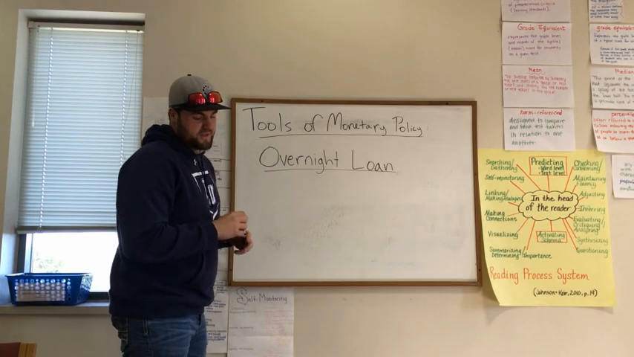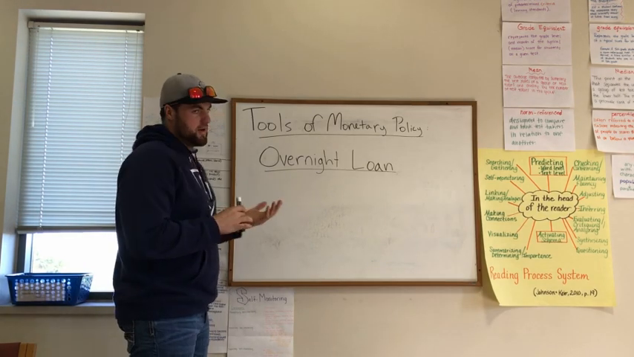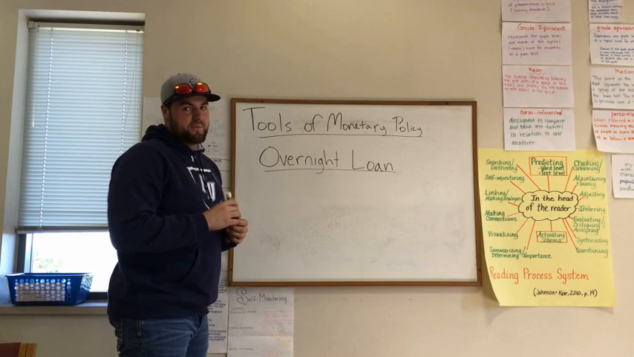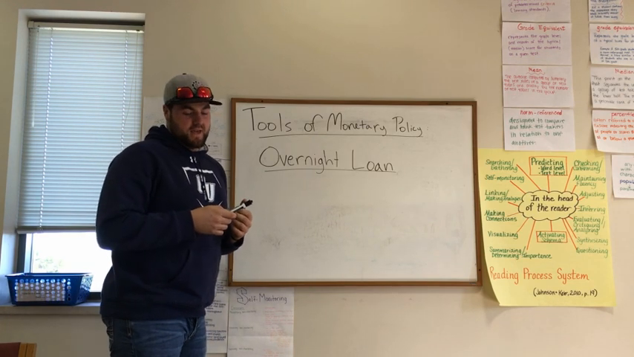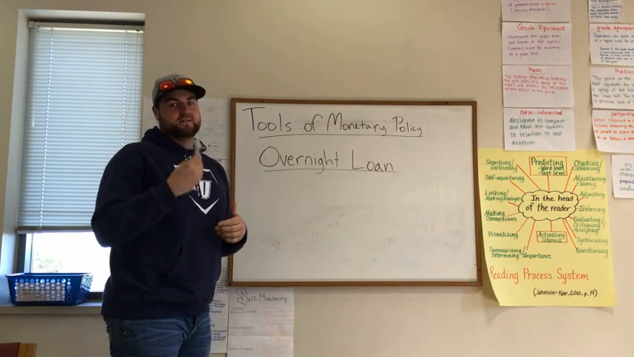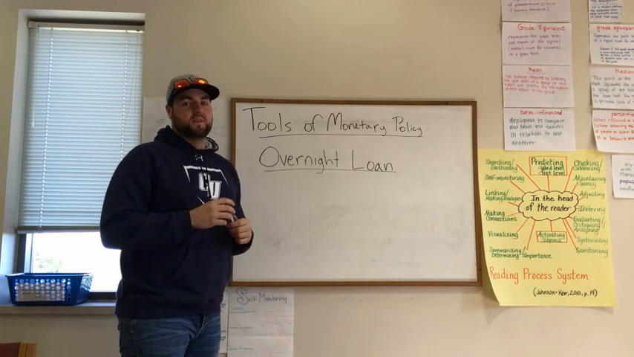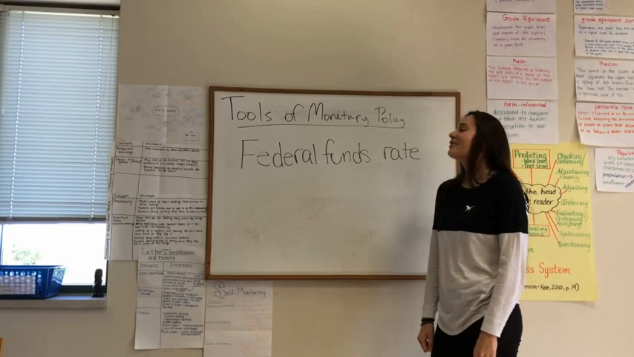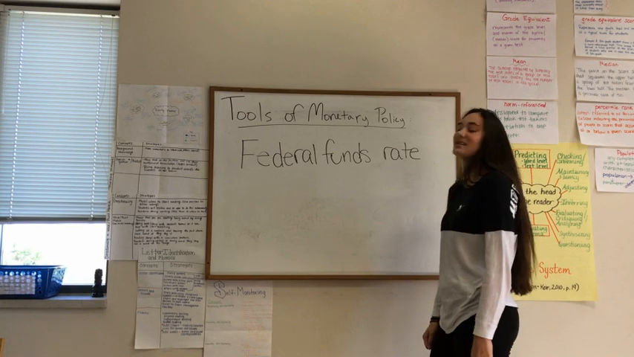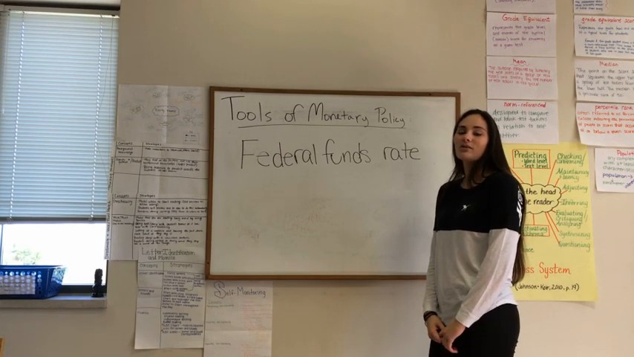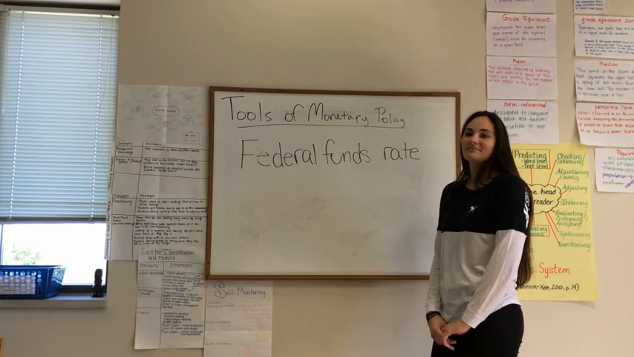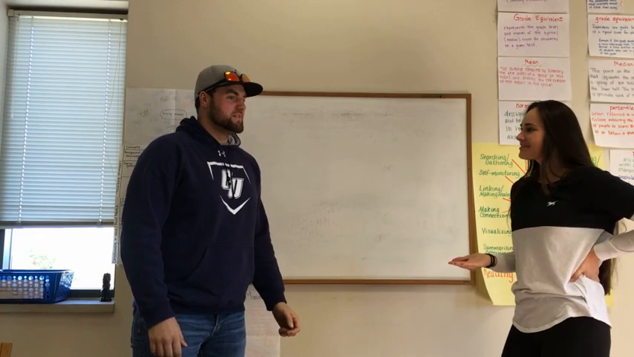Along with part 3 of changing the discount rate, an overnight loan would be borrowing from the Federal Reserve once the bank closes at night, and then paying it back to the Federal Reserve before the bank would open the very next day. The fourth tool is the federal funds rate, which is the interest rate at which banks make overnight loans to other banks. Do you want to teach him the graphs?